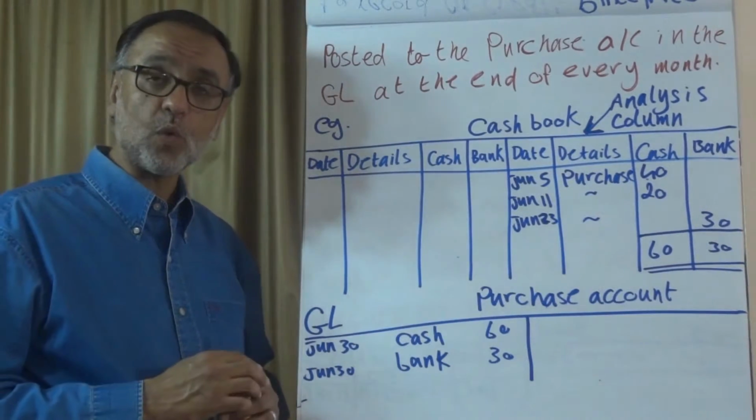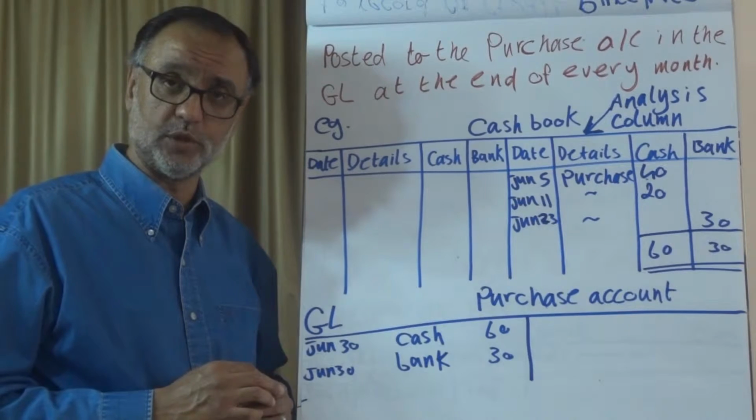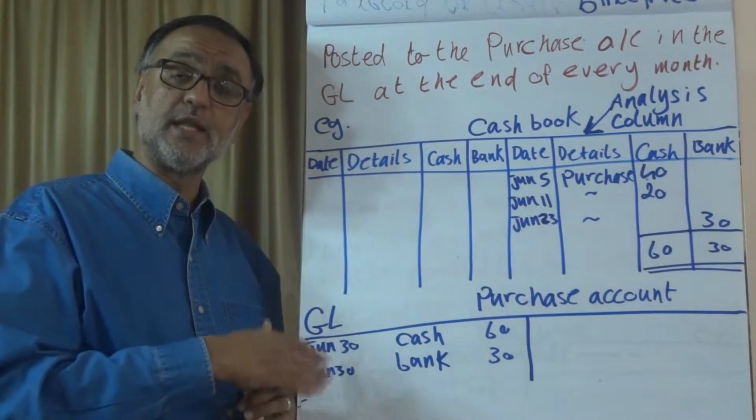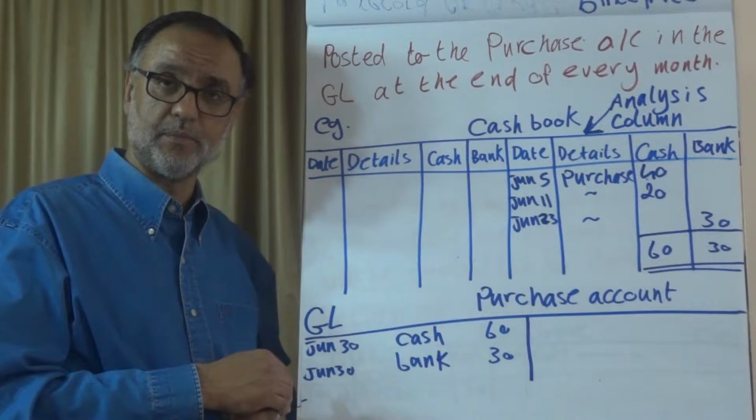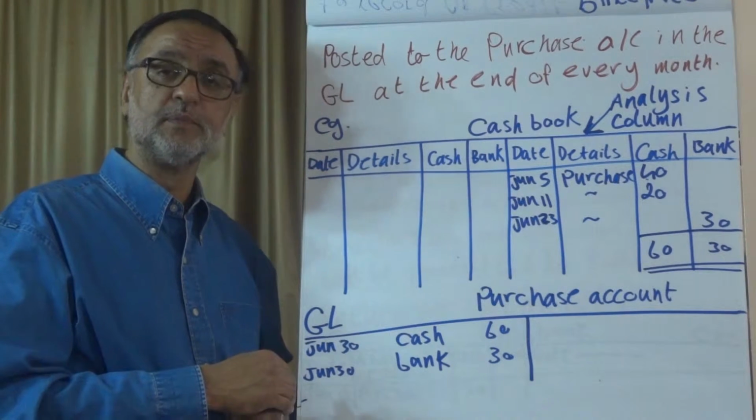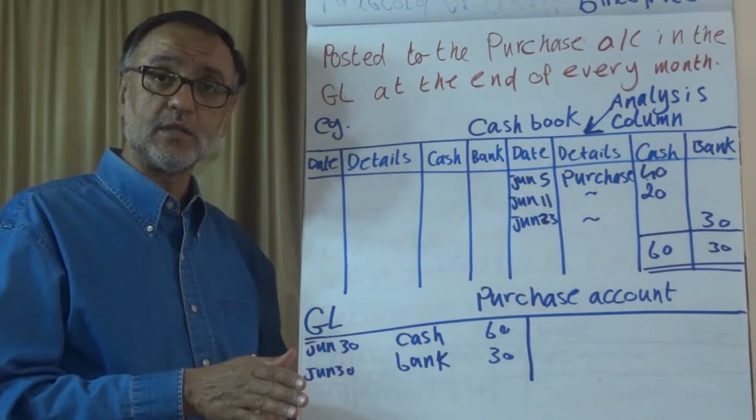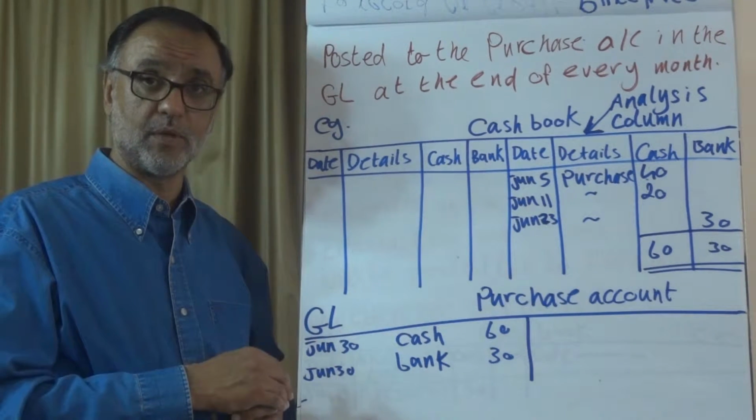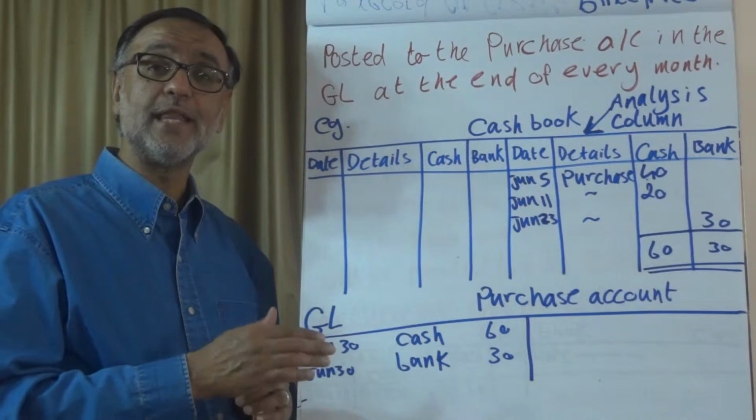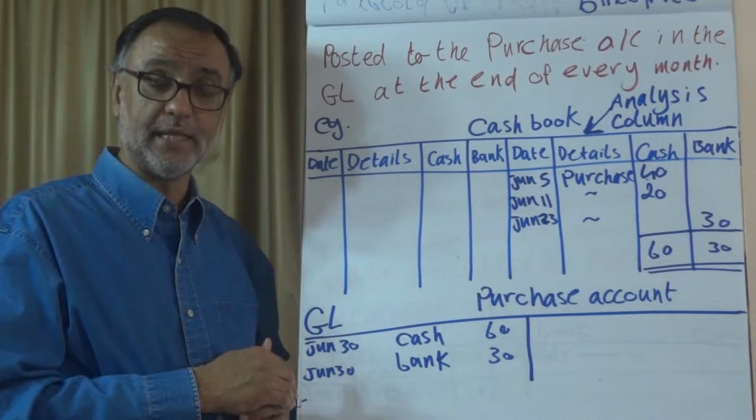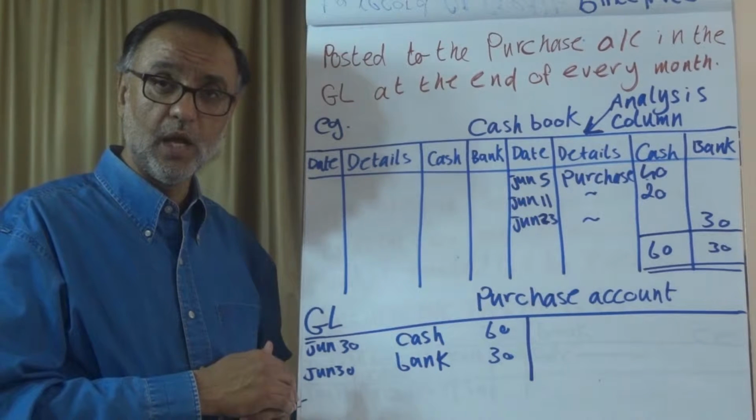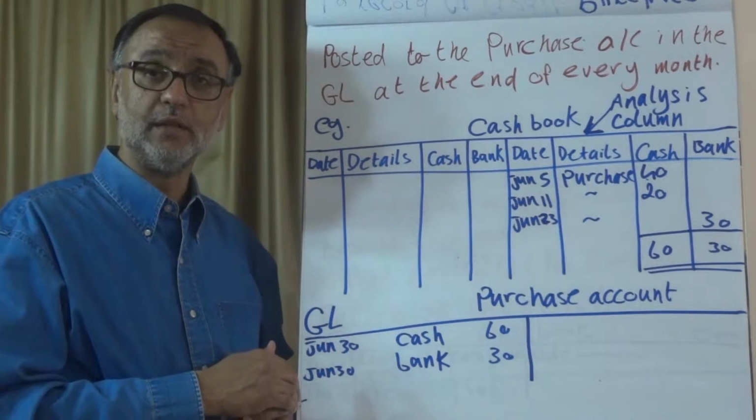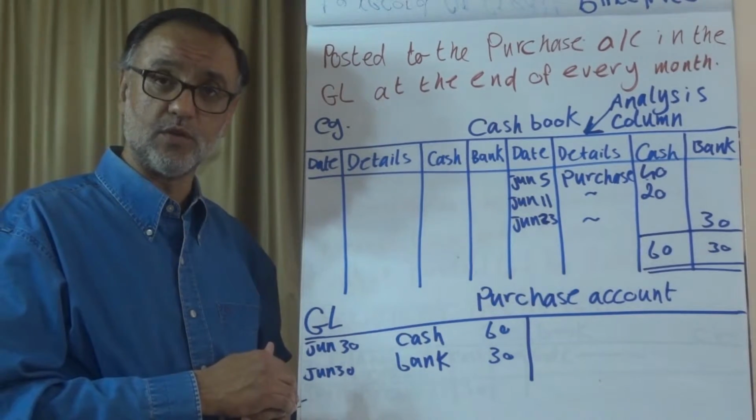So we have two ways to record purchases. Credit purchases will go to the purchase journal, then be transferred to the purchase account in the general ledger. Cash purchases, regardless of whether they're paid by cash, bank transfer, or check, are recorded in the cash book but not recorded in the purchase journal, and are transferred at the end of the month by total to the purchase account in the general ledger.